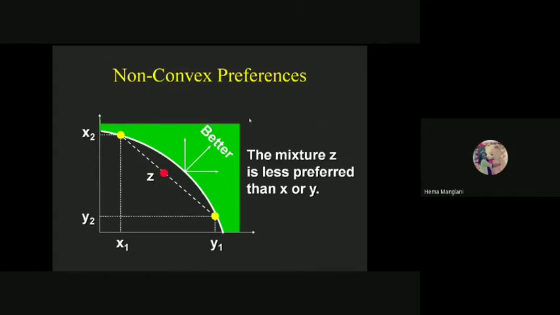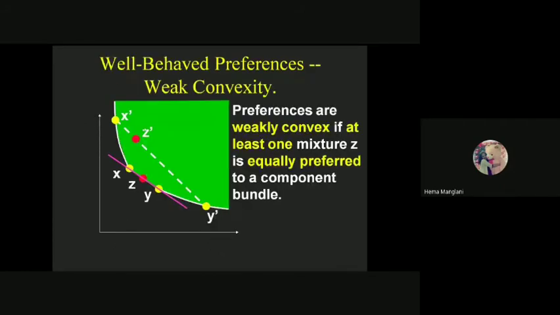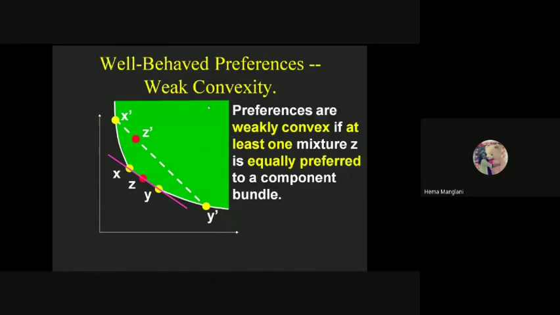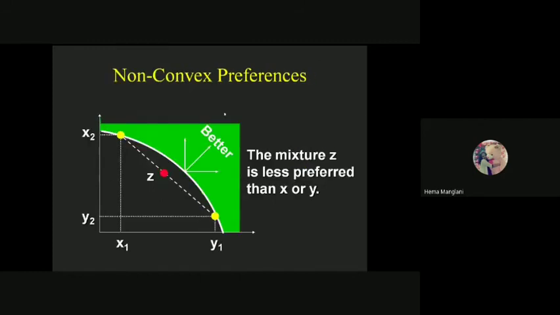So the mixture Z is less preferred than X or Y. So now Z is becoming an inferior good. Okay, here it is a better bundle, but here Z is now an inferior good. So the better bundle would be this side. So the better bundle is definitely the same for both. But Z is now becoming an inferior bundle for two different extremes. Why? What is the reason? The reason is this MRS.